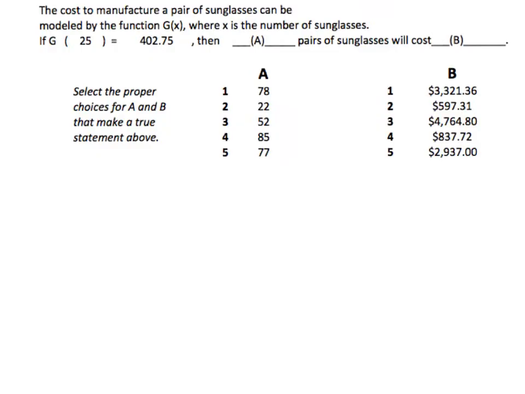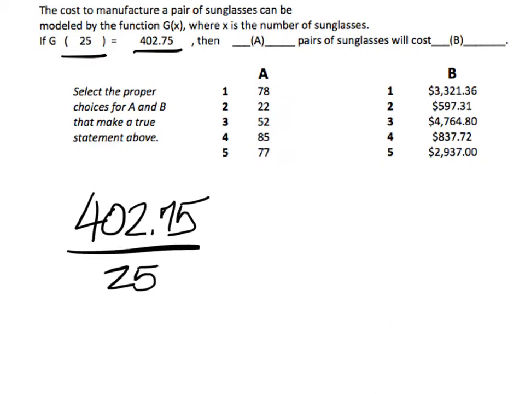For the practice problem, you have this much money and you have this many sunglasses. If you do 402.75 and divide it by 25, then you're going to come up with the following answer. 16.11. Did you get 16.11? All right, so try those.